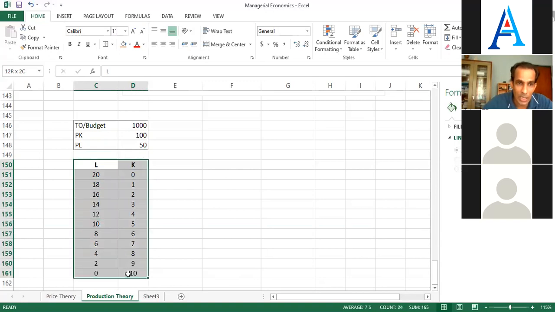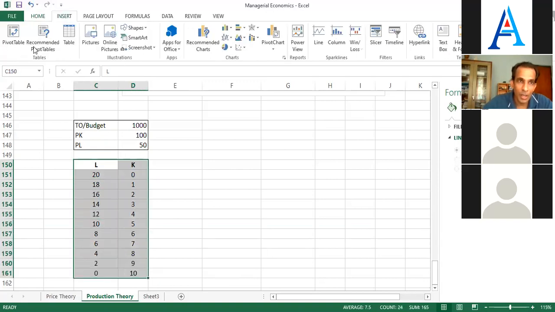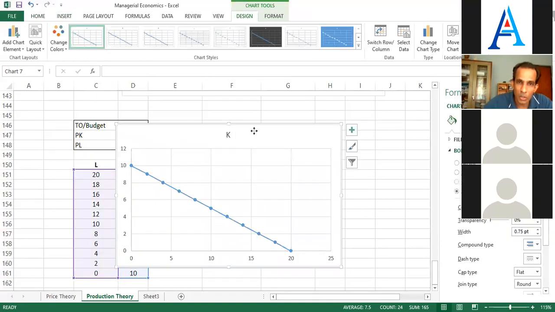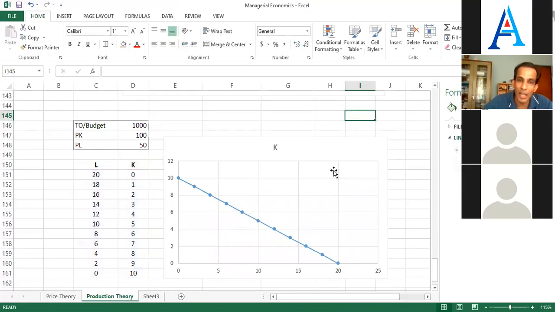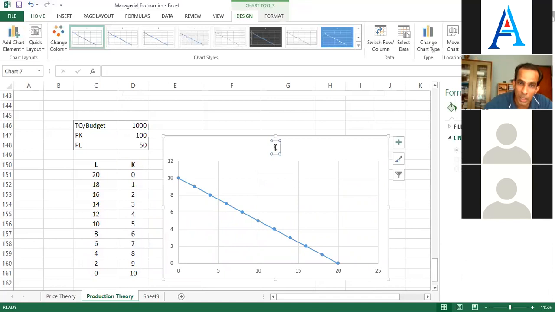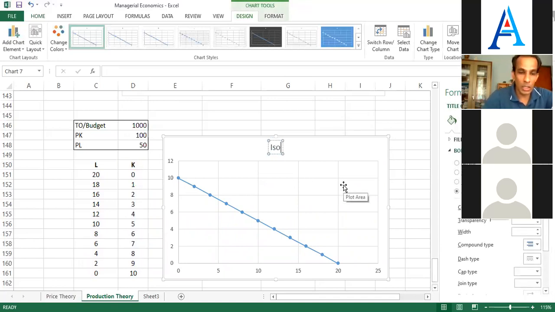And using this, if you draw a graph, you will see the different levels. You will get a straight line like this, the iso-cost. For this curve, we use a special term: iso-cost. This is called the iso-cost curve. What is the meaning of this iso-cost? Why is it called iso-cost?